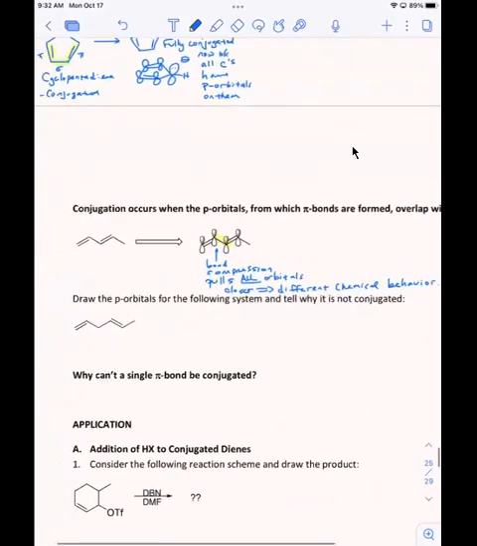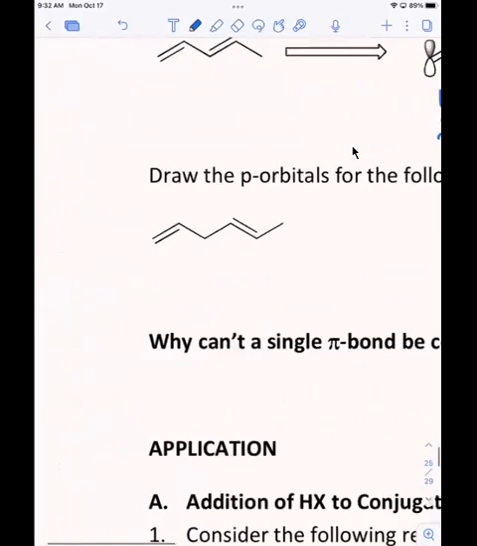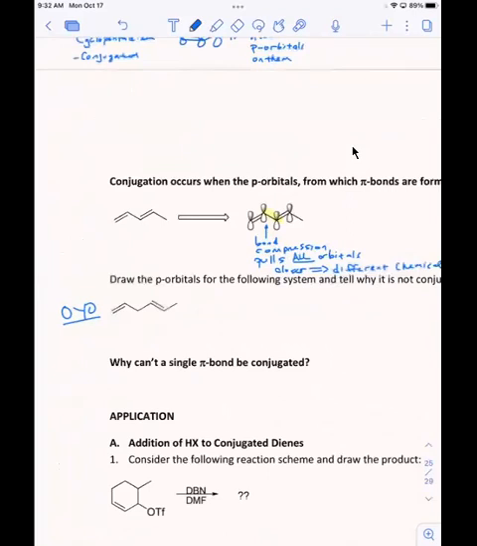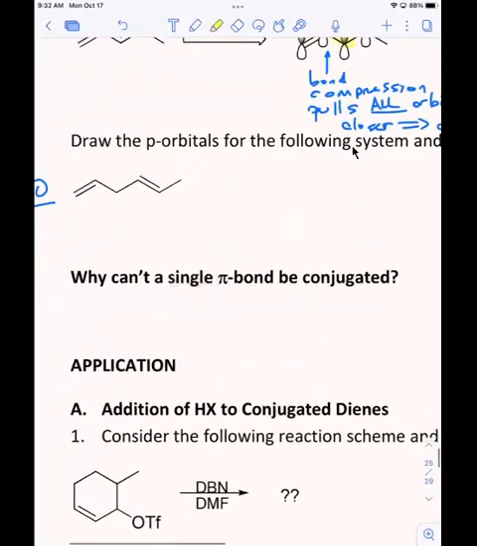All right. I'm going to leave this for you. And let's answer this question. Why can't a single pi bond be conjugated?